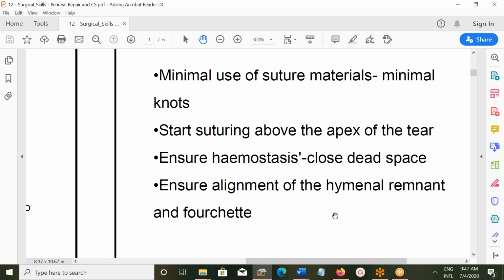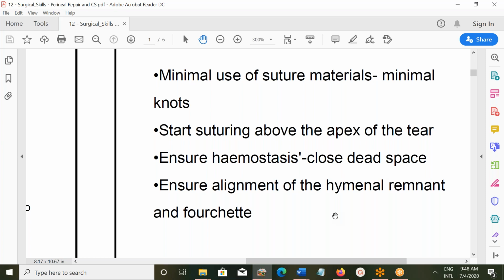Once you have closed, you have to look critically to ensure that hemostasis is there and you have closed the dead space. Why is it important? Because if you do not close it, then as the tissue is healing, serosanguinous fluid will be coming out and accumulating there, and it will lead to formation of hematoma, formation of seroma, and a higher chance of infection.